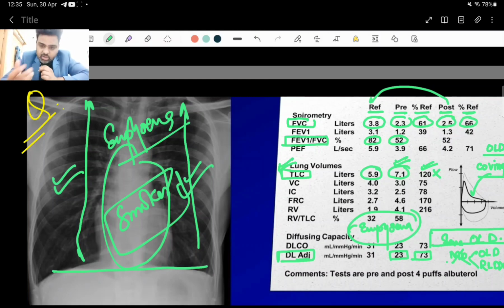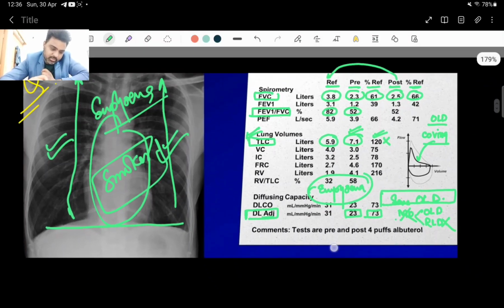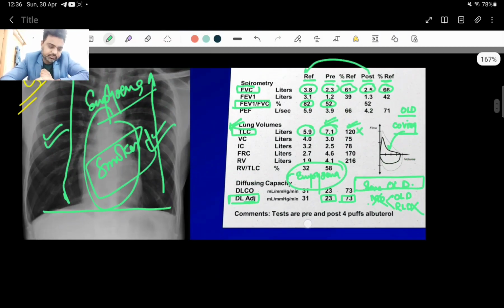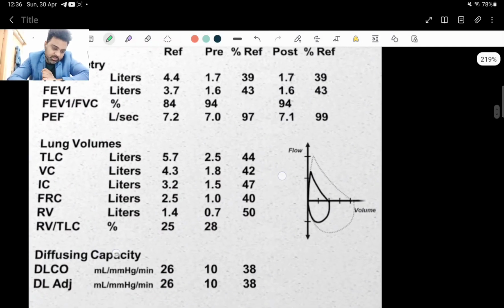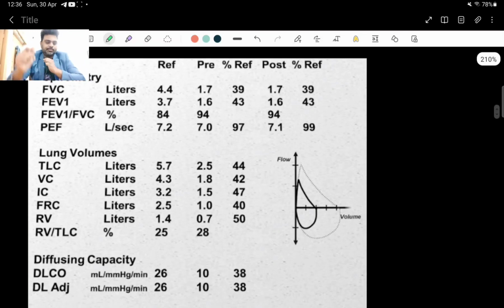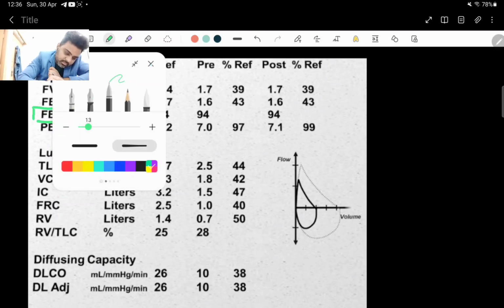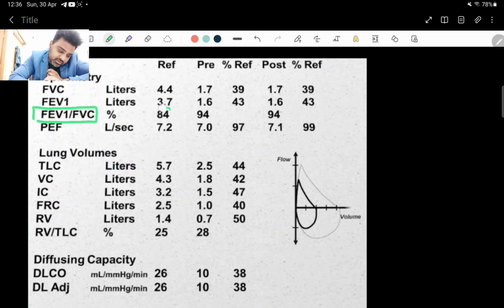Now we will solve another question of the same type. First, pause the video and try to solve this question. This is a very important question. Again, the first thing that we will see is FEV1 by FVC. Now here you see FEV1 by FVC, reference is 84, it is 94. That means FEV1 by FVC is normal. So this is not an obstructive lung disease, this we are sure.